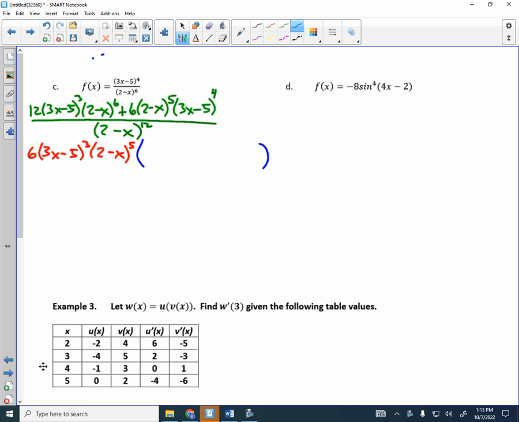So if I take out 6, then I'm left with 2 times. This whole thing's gone, right? And you have 2 minus x plus a 3x minus 5. We okay with that? All over 2 minus x quantity to the 12th.